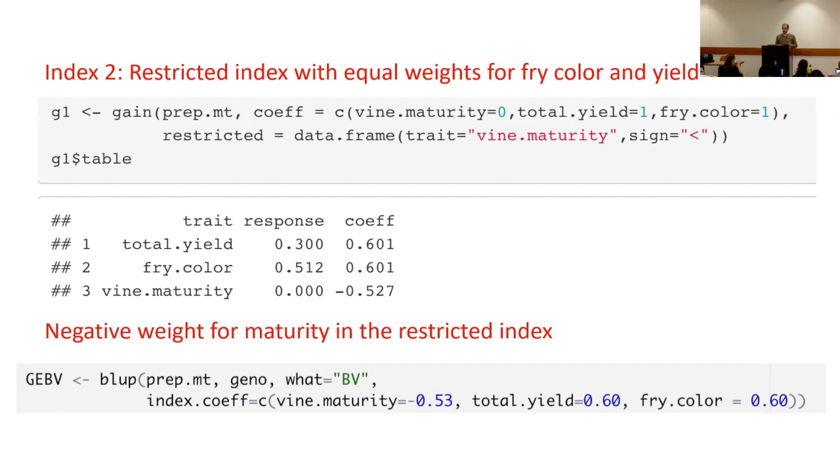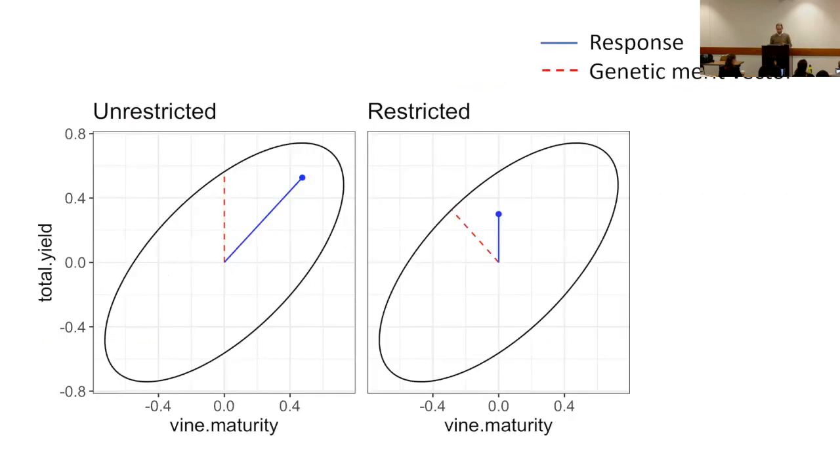color at 0.512. Then you can take the output from this gain command and plug that into the BLUP command, which has this argument for index coefficients. So you can then calculate your BLUPs for your breeding values or whatever other prediction you want to make based on this index. There are also some interesting tools for visualization in the package, which I don't have time to go into, but you can visualize some of these responses and the genetic merit vectors and all this stuff.